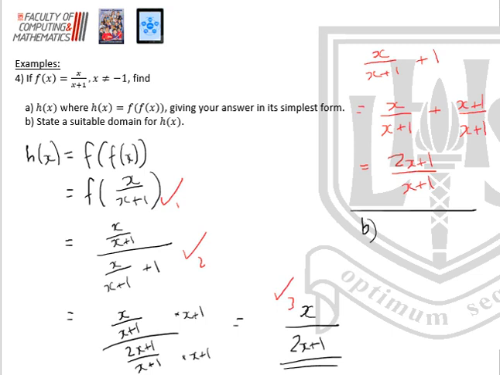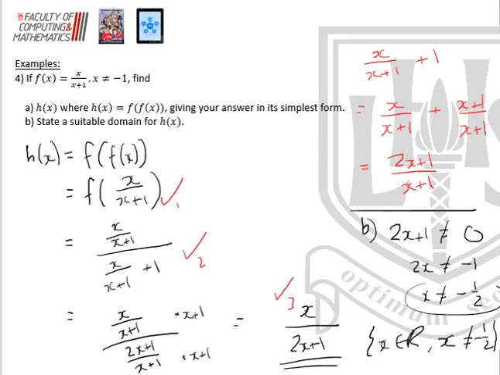Now part B, state a suitable domain. Well, we're looking at a fraction, and we know that fractions cannot have a denominator of 0. So 2x plus 1 cannot be 0, which means 2x isn't negative 1, which means x isn't negative a half, or cannot be negative a half. So your domain is x can be anything, your real numbers, but x cannot be negative a half. You'll get your mark just for x not equal to negative a half, but may as well do it properly.